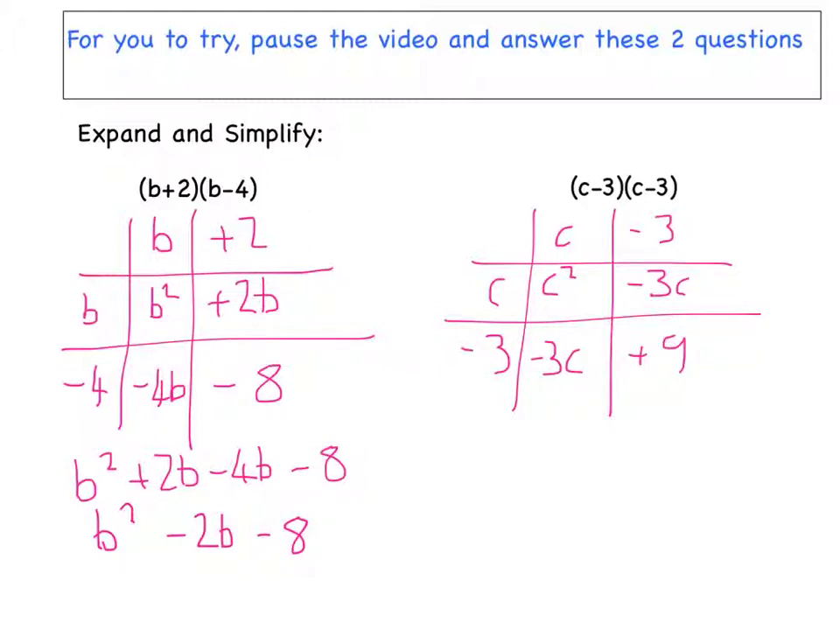Taking my answers out of the grid, I'm left with c squared, subtract 3c, subtract 3c, add 9. I've got negative 3 and negative 3. Together I've got negative 6c. So my final answer is c squared, subtract 6c, add 9.